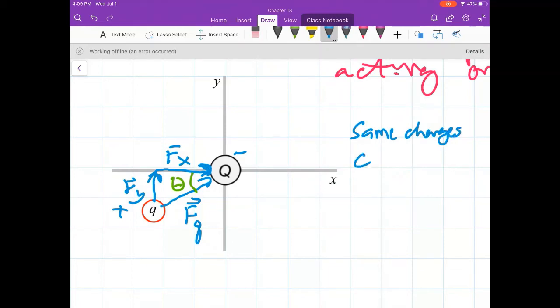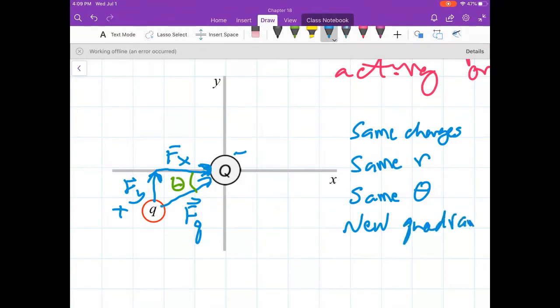So if we say same charges, the same separation r, the same theta, but it's a new picture or a new quadrant. This is the first quadrant, the second, the third, the fourth quadrant. So it's a new quadrant. So now what we would find, the numbers would be the same, but the signs would be different.